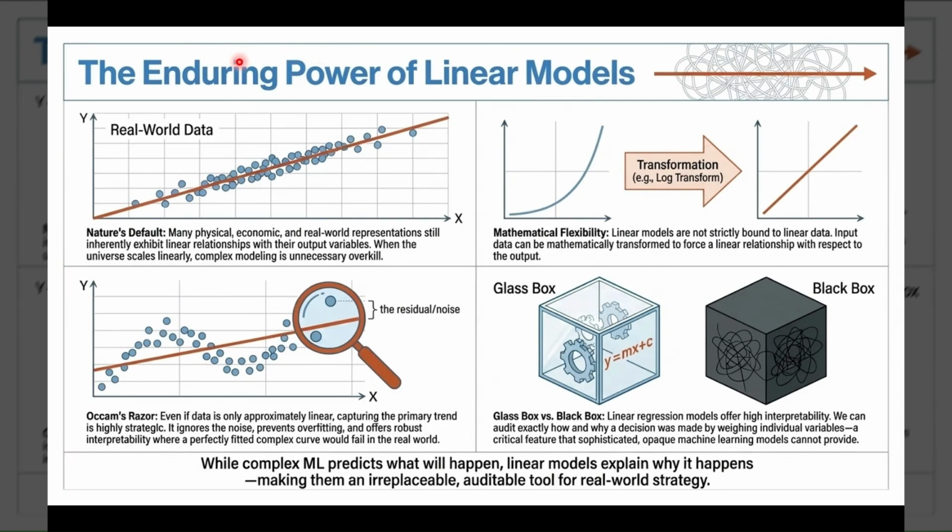Now, in the last slide of this lesson, let's discuss the enduring power of linear models. Why do we care? Why not just use a complex neural network for everything? There are four massive reasons why linear models are still relevant. Many of the real world systems in physics and economics scale linearly. And you will see a lot of real world data having a linear relationship with the output which we're trying to model. It's just natural for a lot of things.